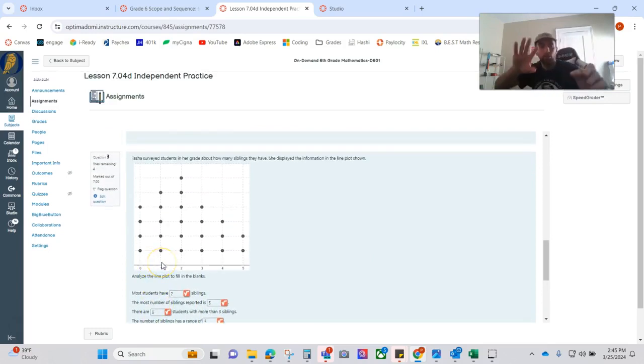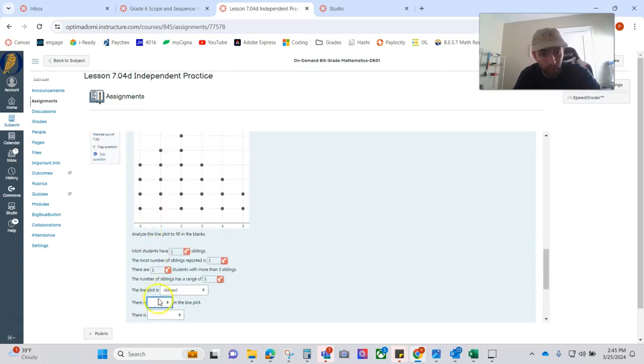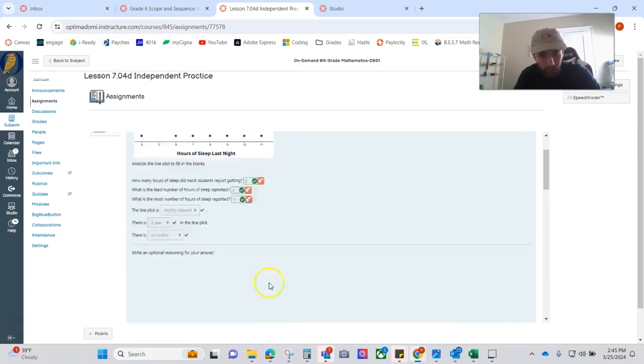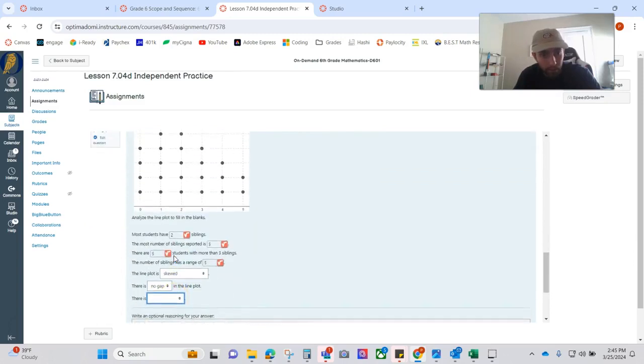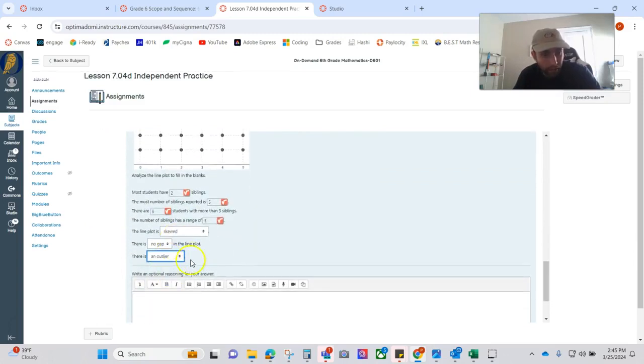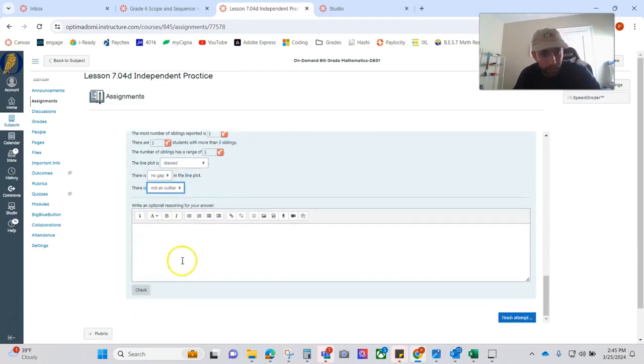A gap is like, watch out for the gap. No. It's like a hole in the ground where there's nothing. There is no gap. Doesn't go from 3 then to 5 like up here. No gap. And there is not an outlier. Since there's no gap, there is not an outlier.